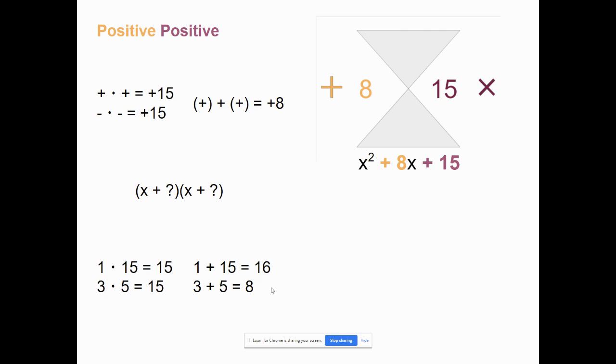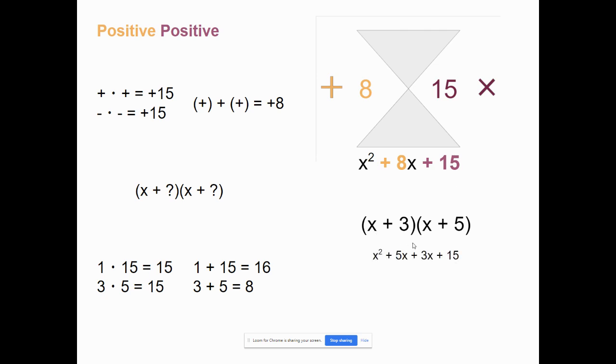And now we could use the information we found to write our solution. X plus 3 times x plus 5. Those two are the factors of this trinomial. And we can prove that by multiplying them.